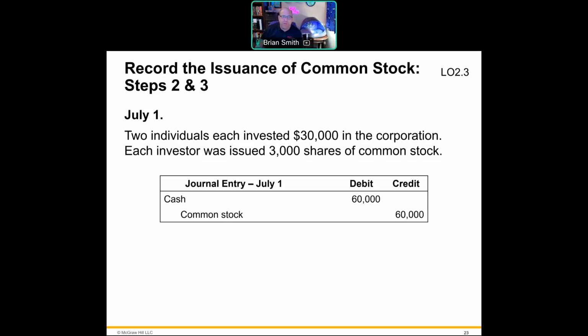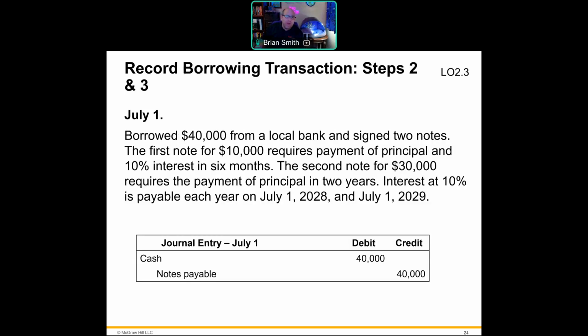If there's additional paid in capital, we could figure that out at that point. But just an interesting thing to look at. Now the company borrowed 40,000 from the local bank and signed 2 notes. The first was 10,000, with different interest information. The second one requires payment of principal in 2 years, interest and stuff like that. Interesting, right? It's the kind of stuff we have to deal with now. It's not always so cut and dry.